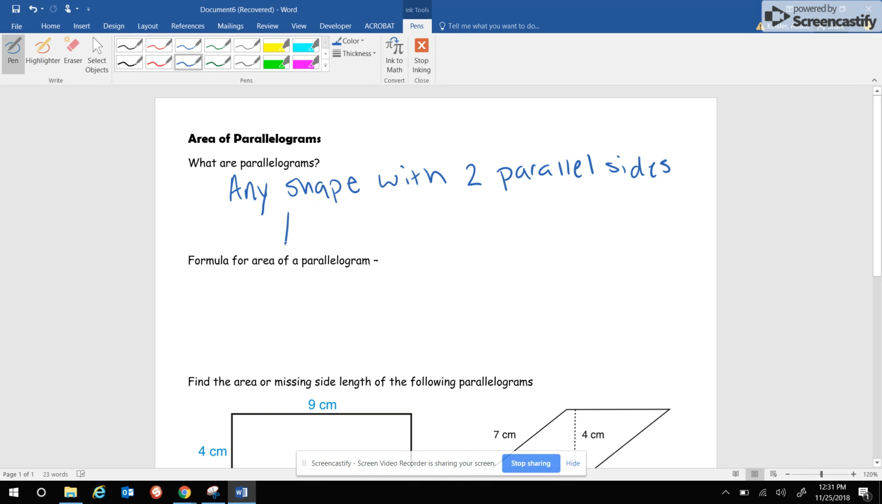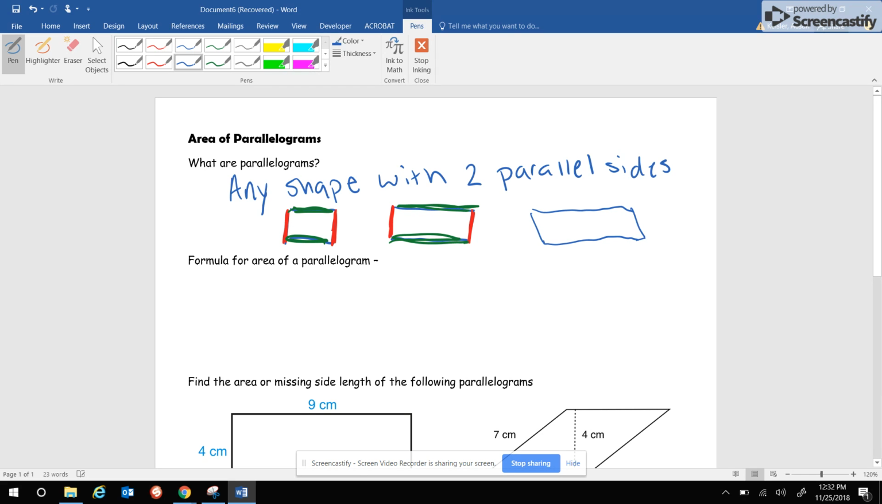An example would be a square. It's not a very good square, but you can see that if these two lines kept going on forever and ever, they'd never touch. And if these two lines kept going on forever and ever, these two sides would never touch either. So a square is a parallelogram. A rectangle is also a parallelogram because same thing. This set of sides would never touch, and this set of sides would never touch if they kept going on forever and ever.